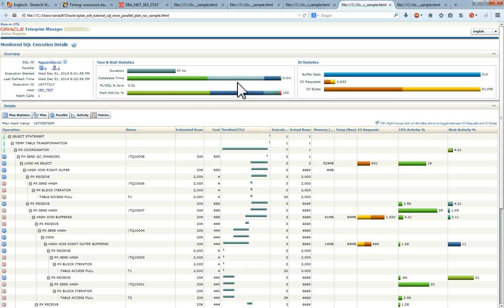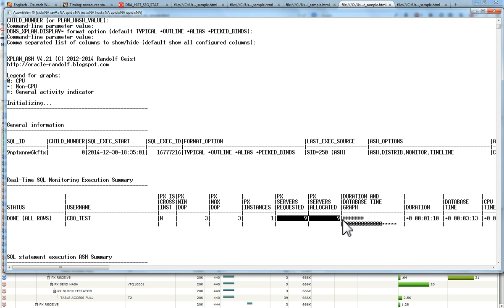So this is why I prefer this representation, so that I see at first glance what the relation is between duration and the database time spent. And this is the same that I try to mimic here with this graphical representation. So the upper part of this graph corresponds to the duration and is in this case shown with this general activity indicator, and the lower part of the graph is the database time, and this database time is then again differentiating between CPU time, non-CPU time, and there is a third part that could be shown here.